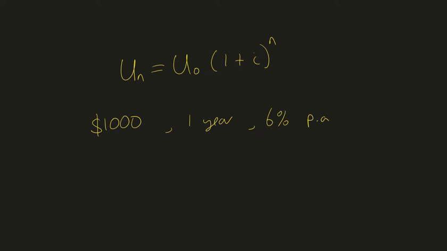Let's just think about that. If I was going to be doing that, this is a really nice, simple example. We would calculate 1,000 multiplied by 1.06, and that's it, because it's the power of 1. No big deal, really simple.